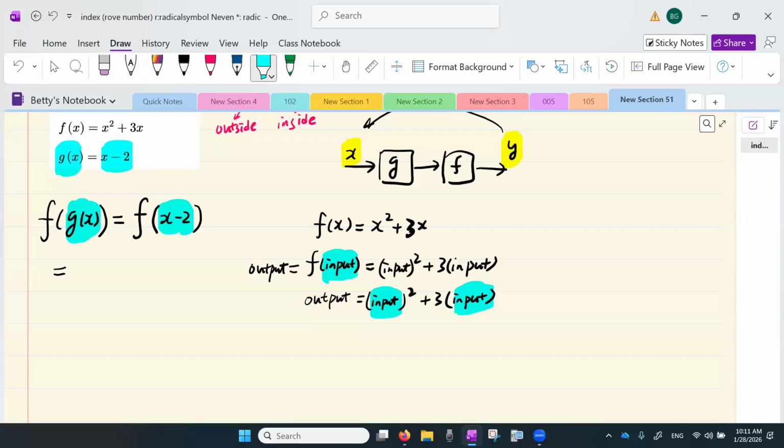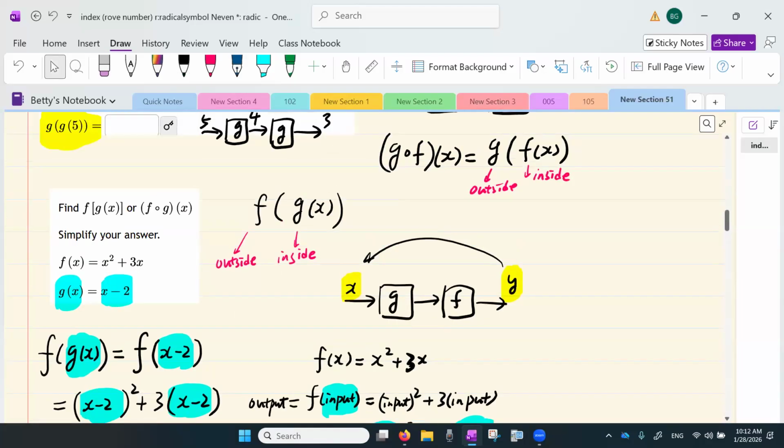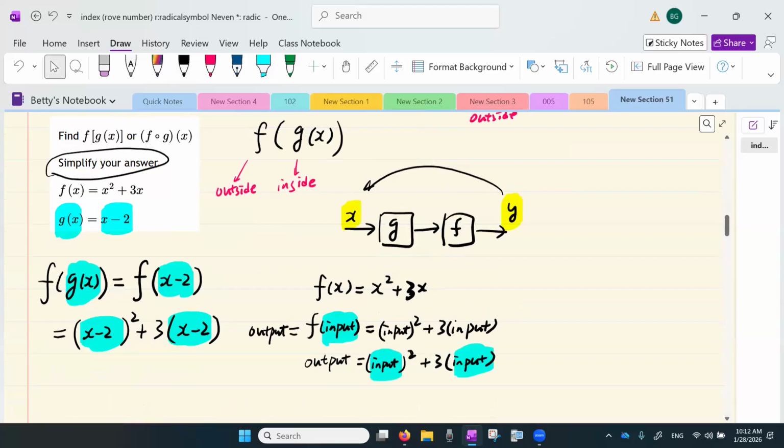f of blue, the output of the function f when the input is blue, would be equal to blue squared plus triple of blue. Oh, what is blue? Blue is x minus 2. And then you probably can just leave it like that. Or sometimes the question tells you to simplify your answer. Okay, since it says simplify your answer, I'm going to simplify it.